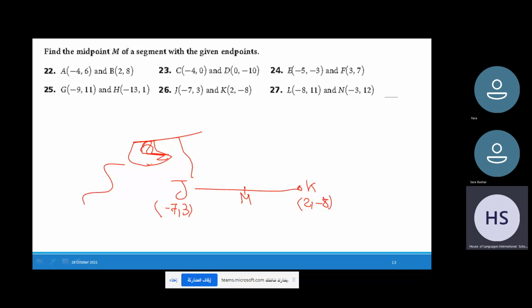How did we find the midpoint? What did we say yesterday? What do we have to do? Yes. To be divided by 2. So what does it mean, Maria? What do I have to add first? So we will add -7 with 2, then divide them. Bravo. So -7 plus 2, then divide by 2.